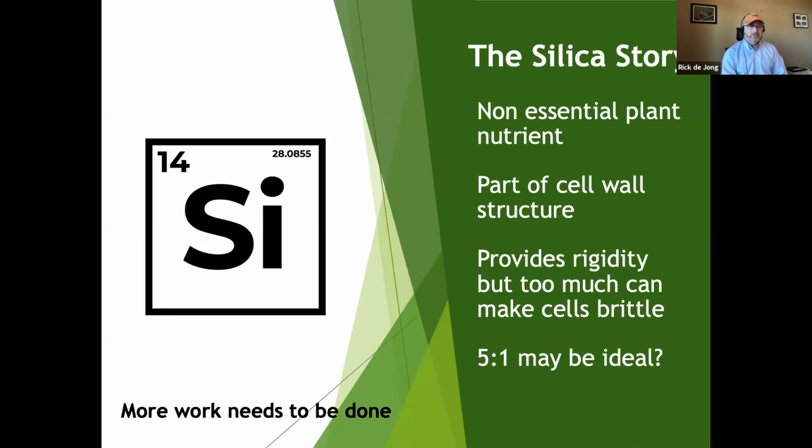We're thinking the ratio of calcium to silica, I should say, is 5 to 1. So 5 parts calcium to 1 part silica looks like it may be the ideal ratio, but there's a lot of research still being done on that, and a lot of work still needs to be done. So if you are looking at a calcium silica foliar product, great. I would caution you, 3-4 applications at most. And if you're starting to see some fruit cracking and your neighbors aren't, it might be due to the artificial calcium silica.